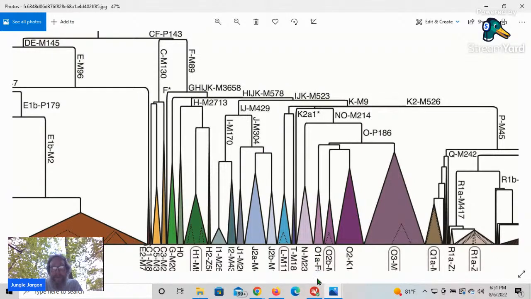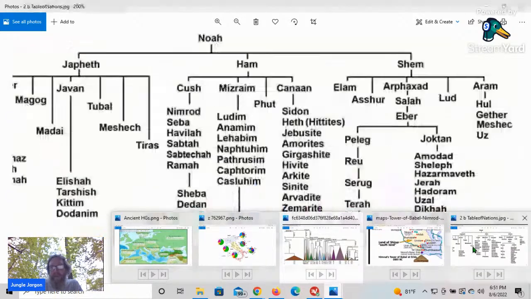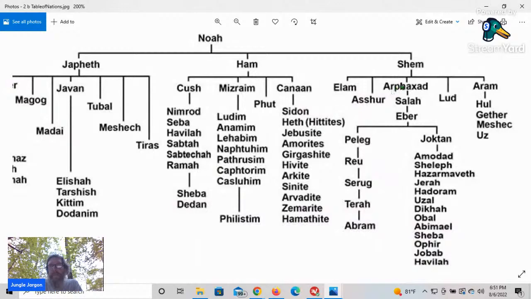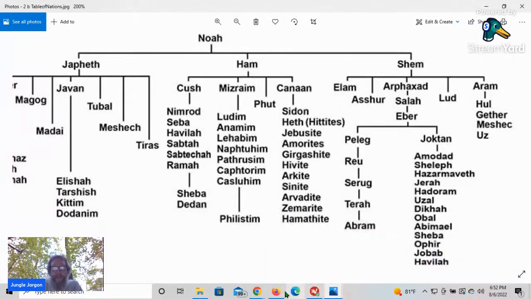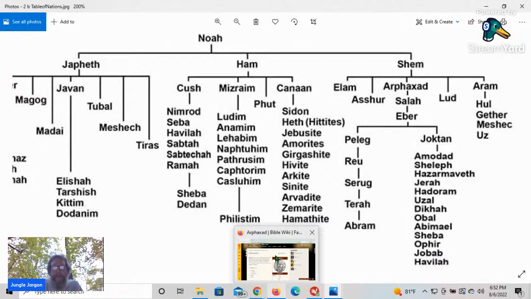So now let's look at this curiosity over here, because when it's listed, we know how it's listed: Elam, Asher, Arphaxad, Lud, Aram. The only thing is that the only birth that's mentioned is Arphaxad. And anyway, let's go look at this here.